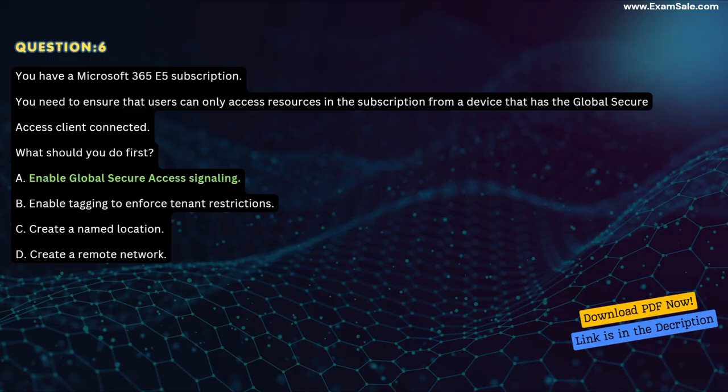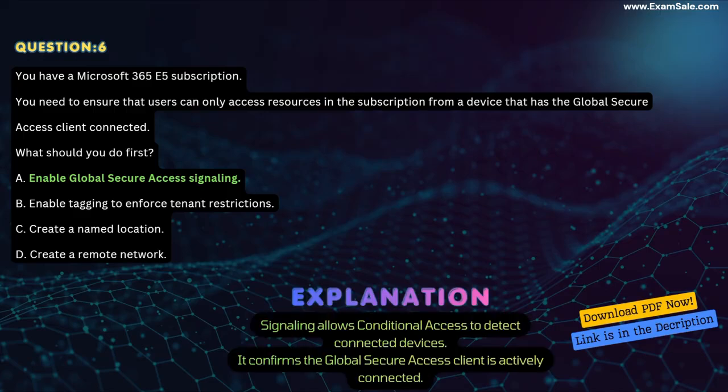Correct answer, A. Enable Global Secure Access signaling. Explanation: Signaling allows conditional access to detect connected devices. It confirms the Global Secure Access client is actively connected.